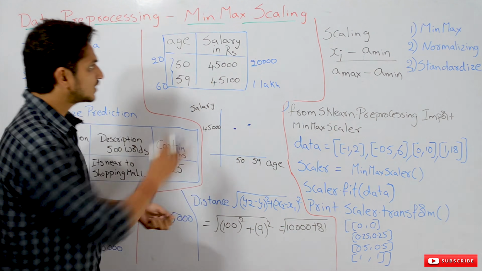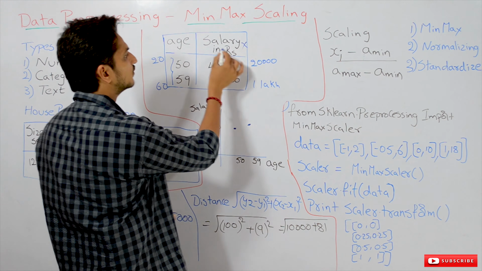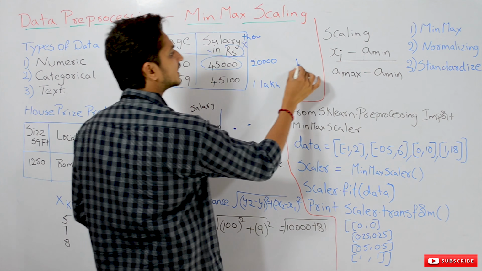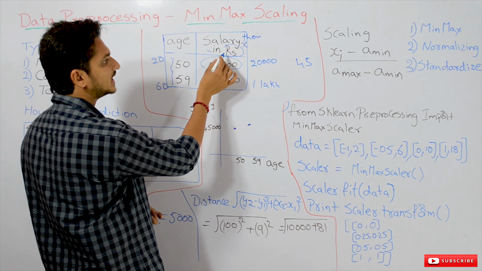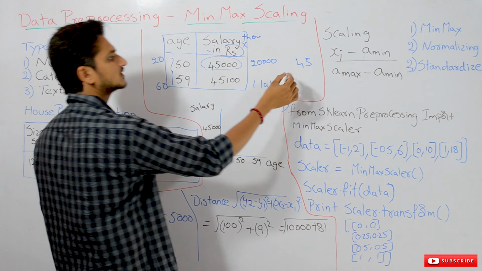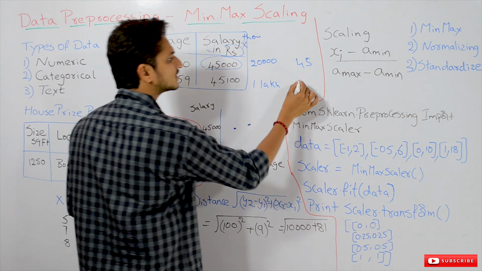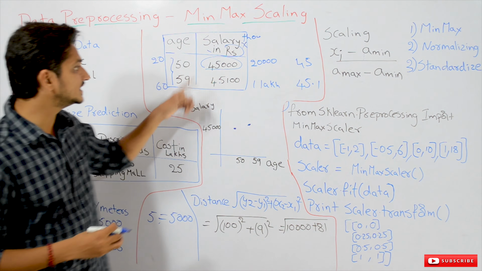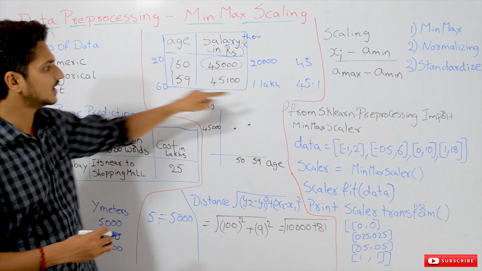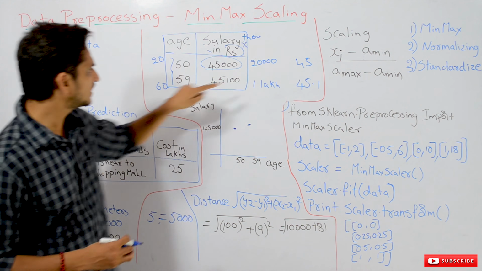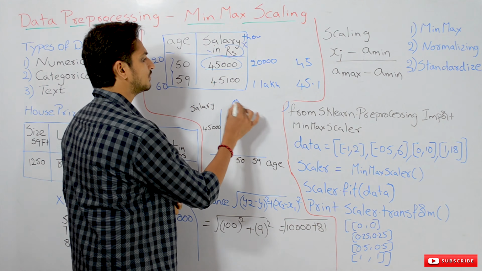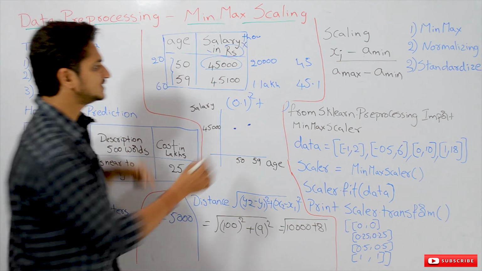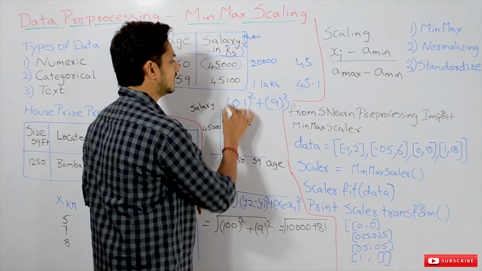Okay, now consider this, change these values to thousands. This 45,000 is written as 45 because we are not considering these values in rupees, we are considering them in thousands. 45,100 is written as 45.1. Now what's the distance between these two data points? 45.1 minus 45, which is 0.1, means 0.1 whole square, plus 59 minus 50, which is 9 whole square.